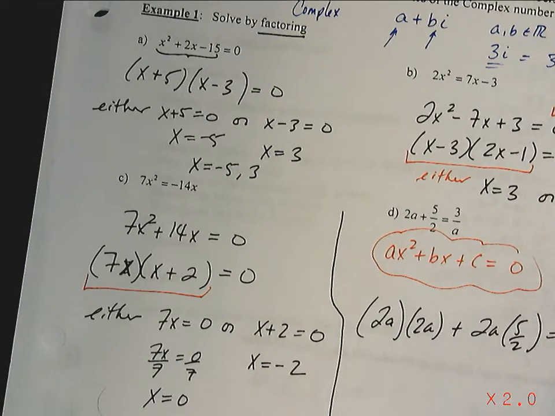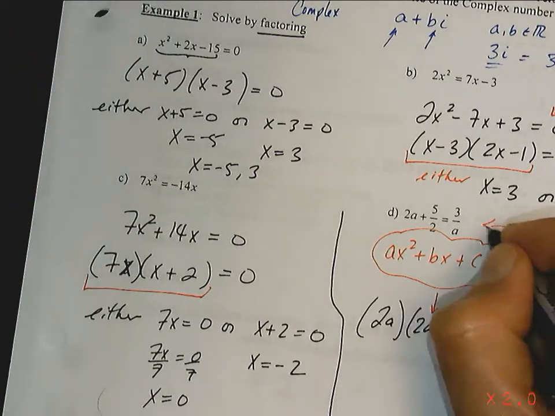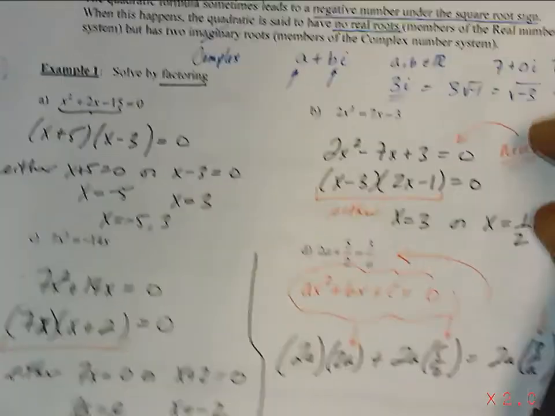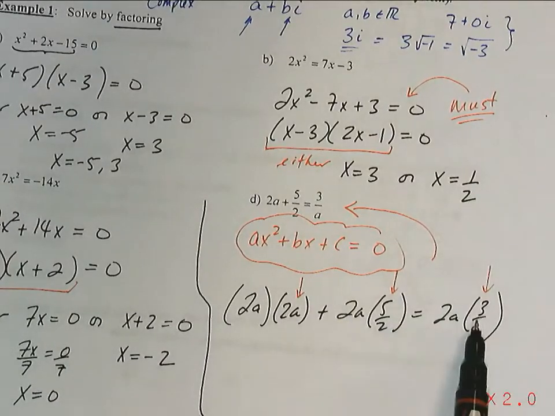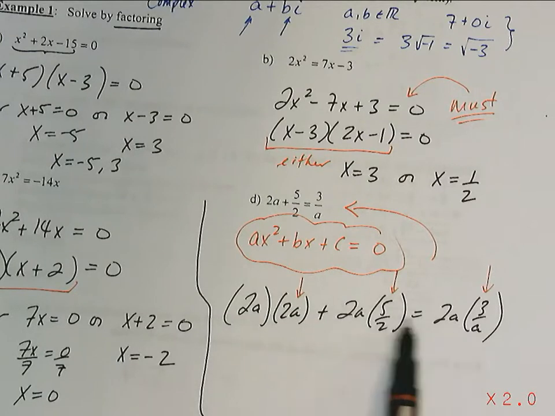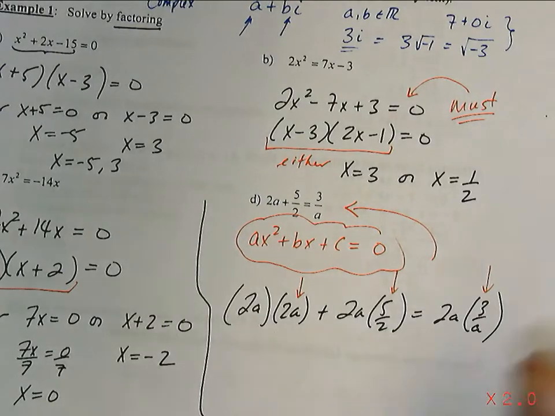Now, this, this, and this all came from the original. Okay, oops, let me move it over. You're missing that. So these all came from the original question. And this 2a is what I'm multiplying both sides of the equal sign by. So in essence, I'm not changing anything.